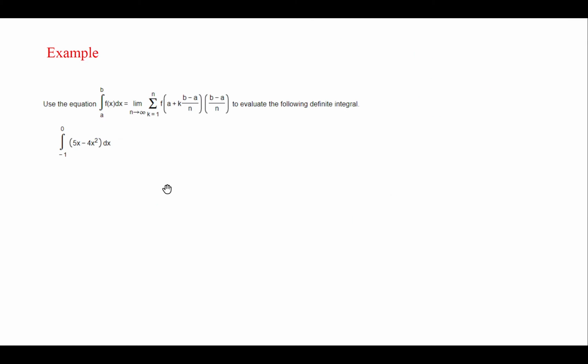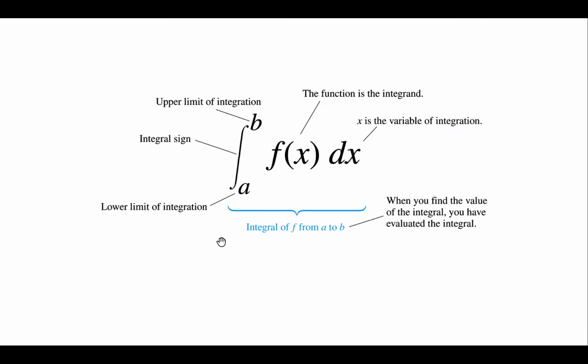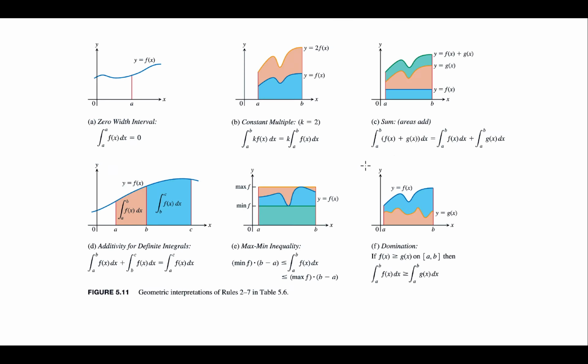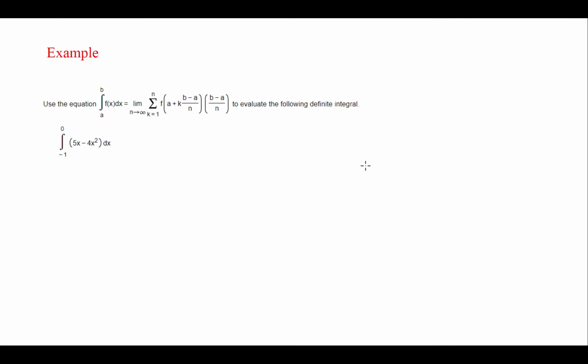Now we know from previous information that if you want to find the definite integral using the Riemann sum with equal width subintervals, this is the formula we have to use. So this is where we are going to use that. This is the formula we have been given. So just find a, which is -1, b, which is 0, and n is not known.